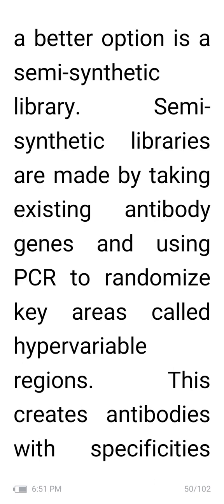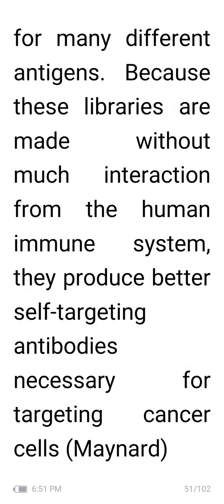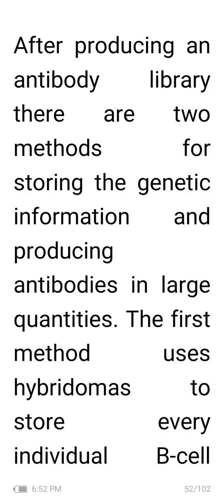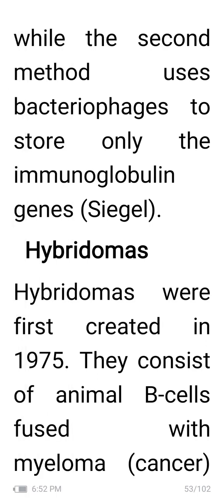This creates antibodies with specificities for many different antigens. Because these libraries are made without much interaction from the human immune system, they produce better self-targeting antibodies necessary for targeting cancer cells. After producing an antibody library, there are two methods for sorting the genetic information and producing antibodies in large quantities. The first method uses hybridomas to store every individual B cell, while the second method uses bacteriophages to store only the immunoglobulin genes.